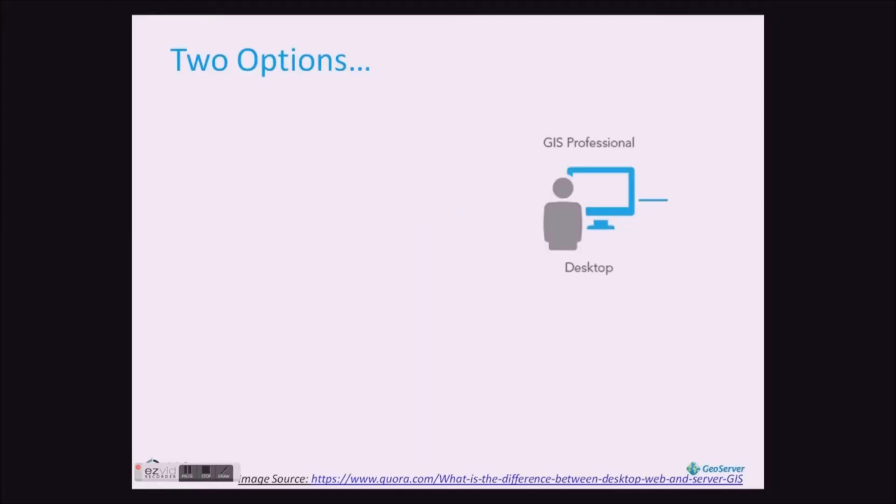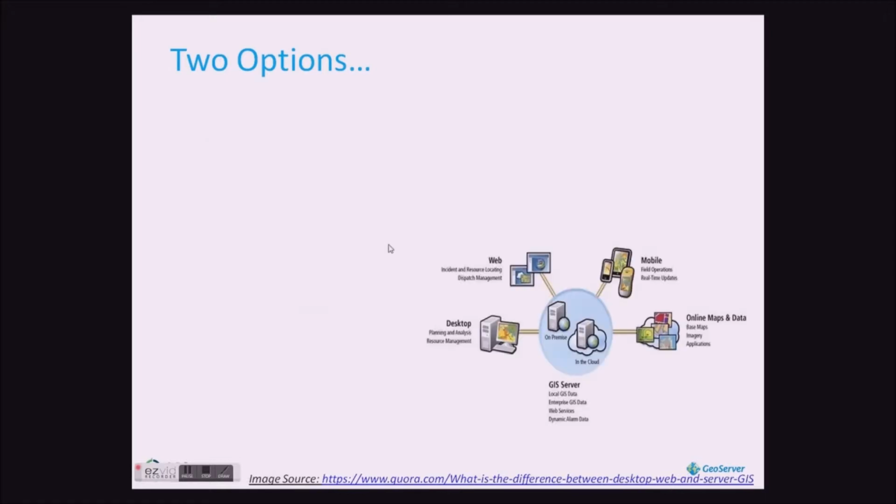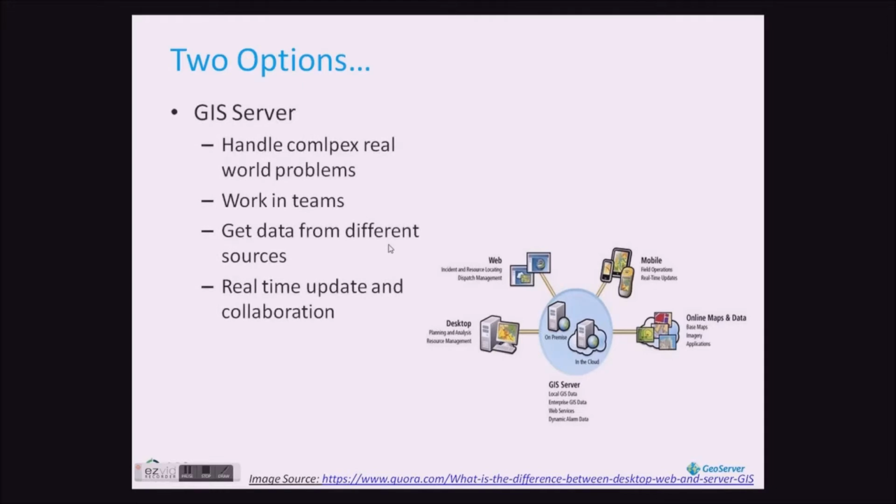When it comes to the deployment of mapping applications, we usually have two broad options. Desktop GIS. This allows you to manipulate your map and save all the manipulations locally in the desktop. It gives you the possibility to keep your data private. Examples include ArcMap, QGIS, etc. The second option is to use GIS servers.